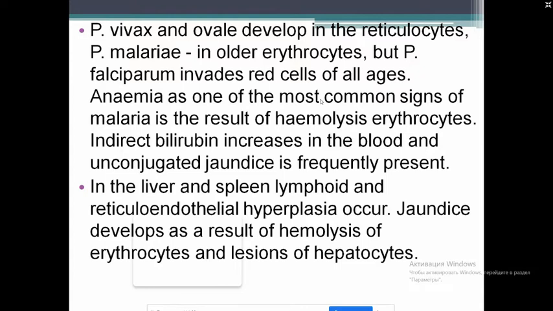Indirect bilirubin increases in the blood and conjugated jaundice is frequently present. In the liver and spleen, lymphoid and reticuloendothelial hyperplasia occur. Jaundice develops as a result of hemolysis of erythrocytes and lesions of hepatocytes. Now, the main reason, dear students, of jaundice in case of malaria is hemolytic anemia, hemolysis of erythrocytes.